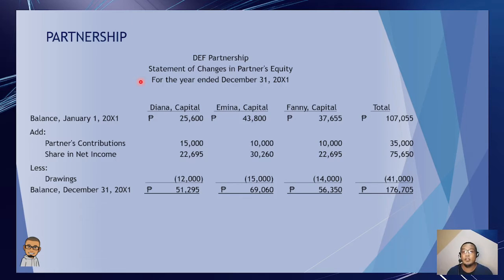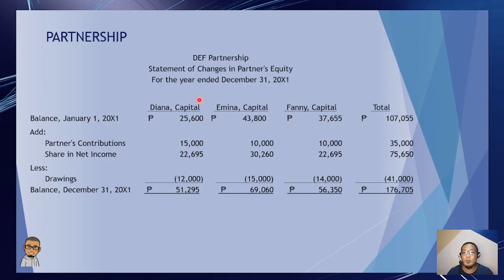Okay. Now, dito, saan ba tayo magsa-start, sir? So, you look at the ledgers ulit. Okay. First, sinabi sa atin na meron daw silang beginning balances na 25,600, 43,800, and 37,655. Okay. Tabular form yung format na to. Okay. Or a table form.